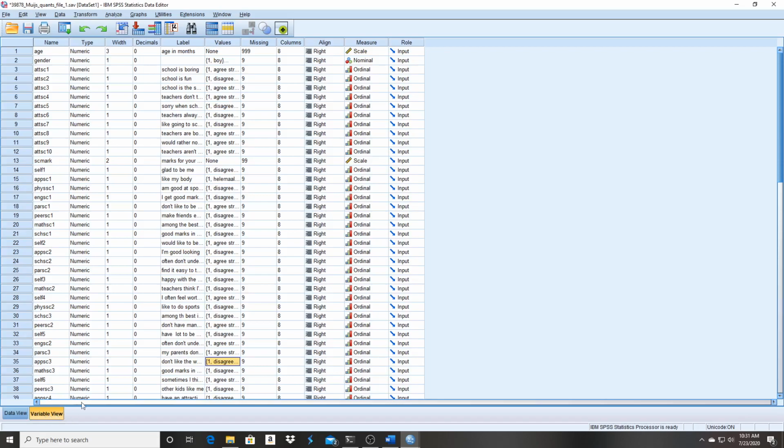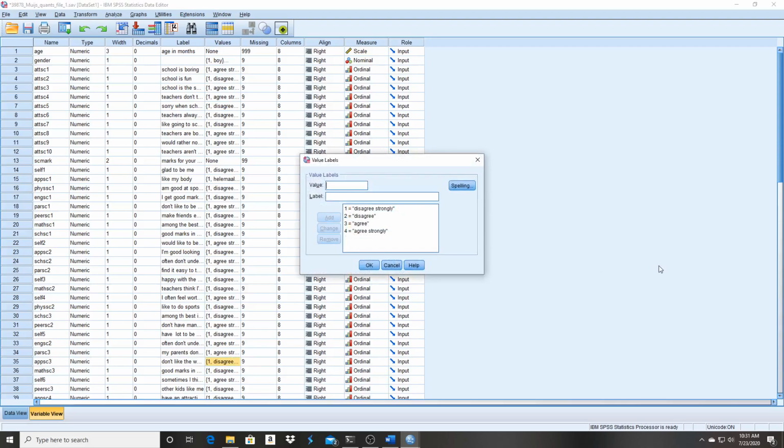Okay, so let's go into variable view. And under 35 is "I don't like the way I look down here." Now, there was a mistake in the original data file in that the author put these in the wrong order. Or he could put it in any order he wants, but it was kind of counterintuitive, and so he switched it, but he didn't remember to make the change to the data file.